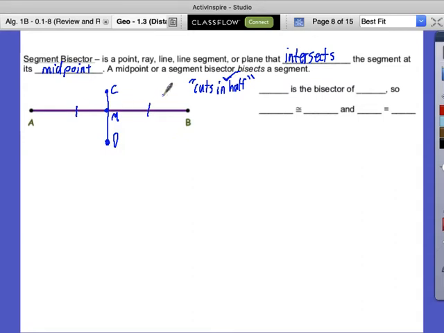Which tells us that segment CD is the segment bisector, or is the bisector of segment AB. AKA, this first one is cutting the second thing in half. It's bisecting it, which means it's cutting it in half. So segment CD comes through and cuts segment AB in half.